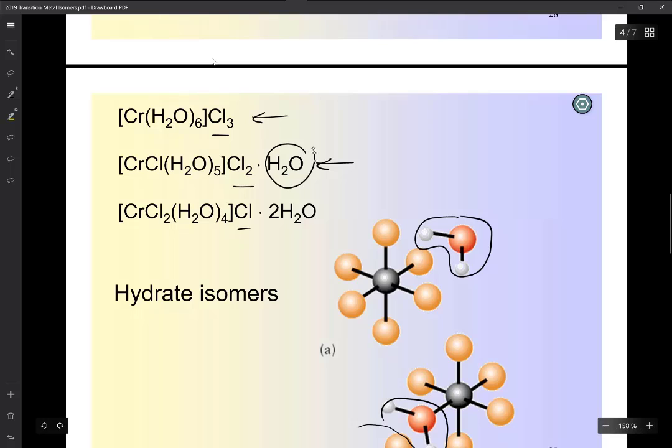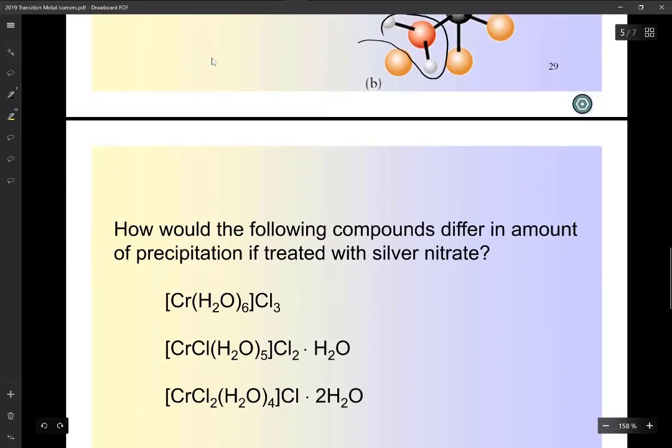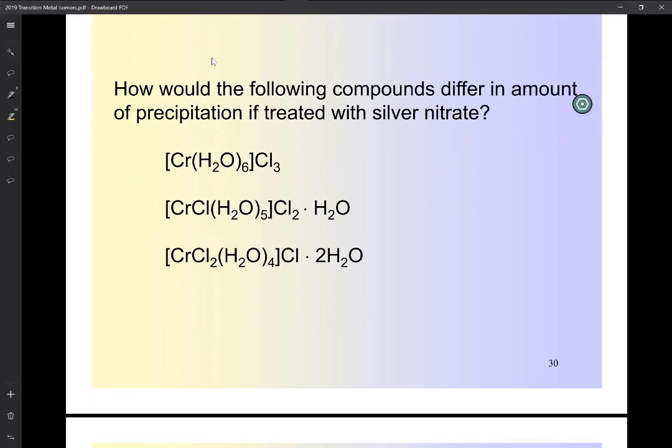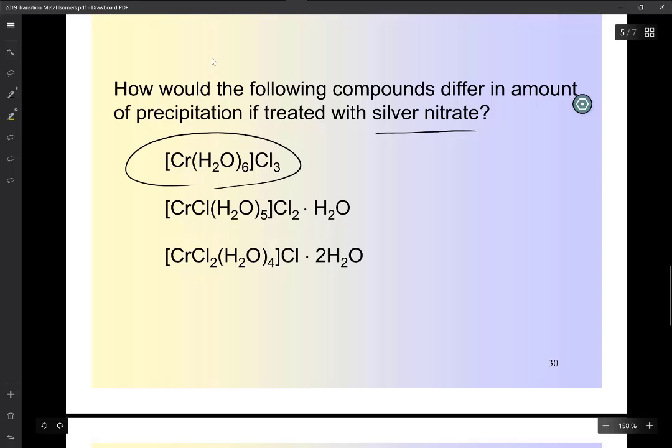And if you remember hydrates, the waters are just part of the crystal structure. So the actual formula for the complex ion, these complex ions will have different masses because of the different amounts of water and chloride incorporated in the complex ion. So how would you distinguish if, for example, you treated these three complex ions with silver nitrate? How would these three coordination compounds differ in the amount of precipitate that was formed? Well, for this one, you would get 3 Cl minuses, and for this one, you would get 2 Cl minuses, and for this one, you would get 1 Cl minus.